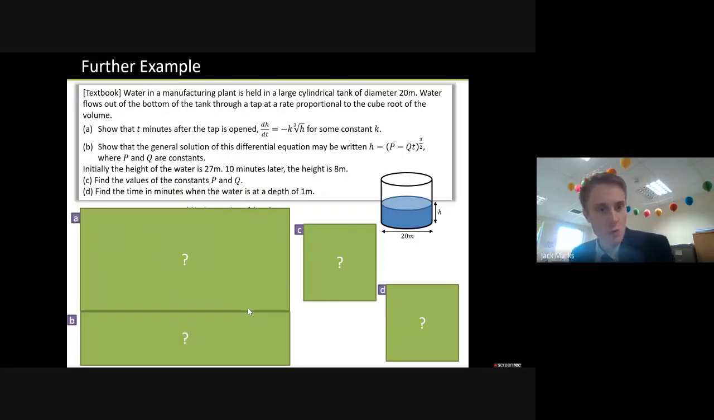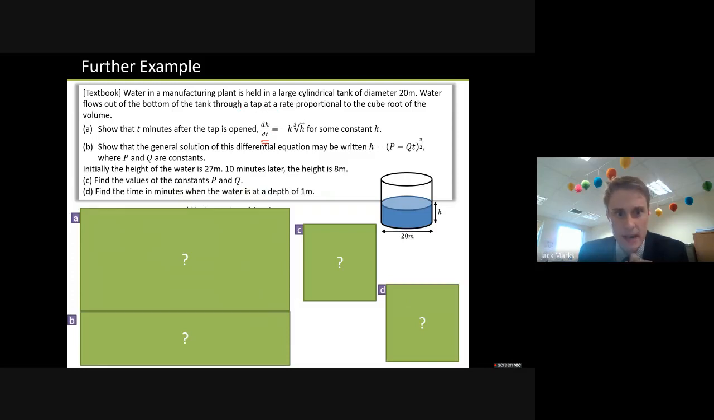Let's try a more difficult one. Water in a manufacturing plant is held in a large cylindrical tank of diameter 20 meters. Water flows out the bottom of the tank through a tap at a rate proportional to the cube root of the volume. Right, show dH/dt. So there's a lot of information here. We need to just be a little bit careful.